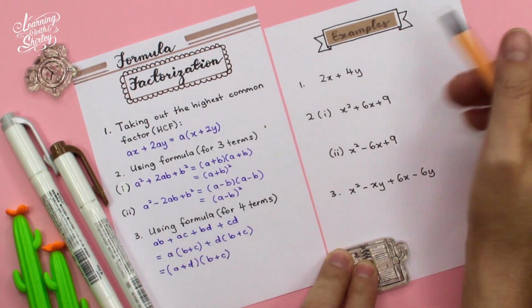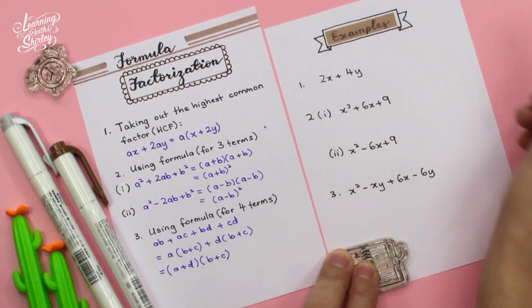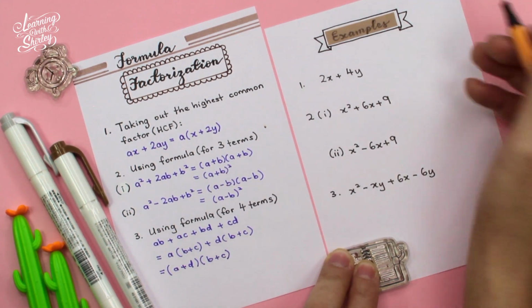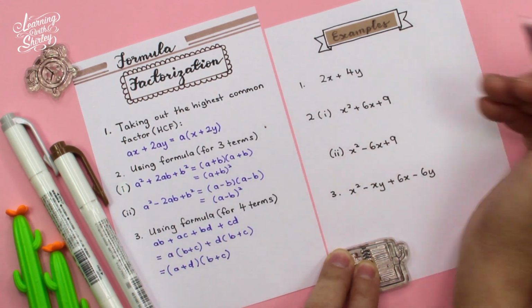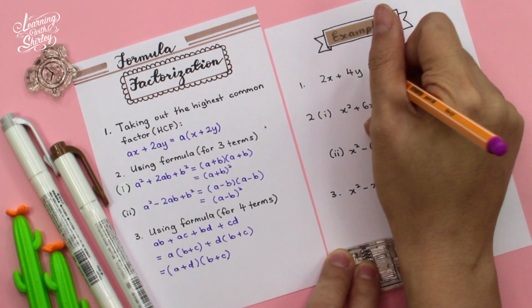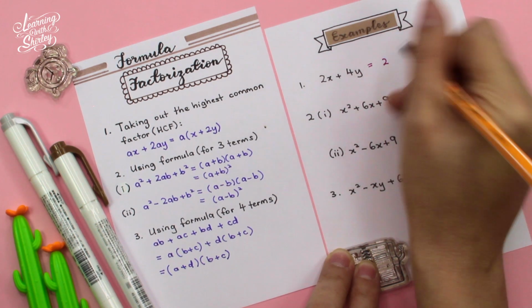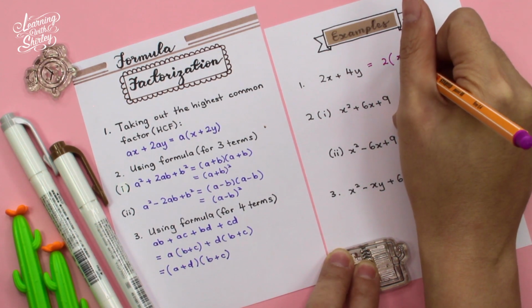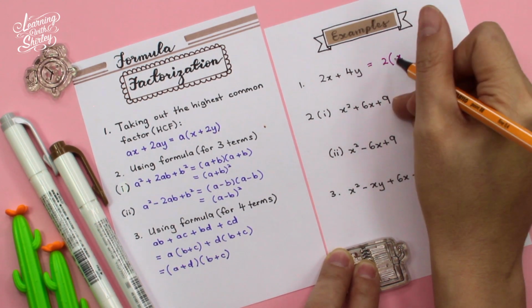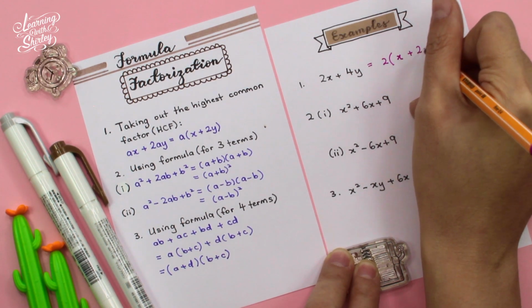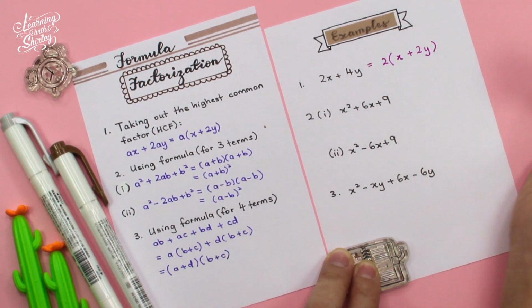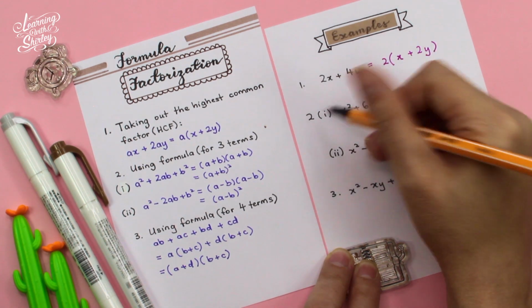So number 1, 2x plus 4y. So the HCF for these 2 terms is 2 because both terms can be divided by 2. So I'm going to take out 2, okay? So here will be x, and then 4y divided by 2 is 2y. So that's the answer.